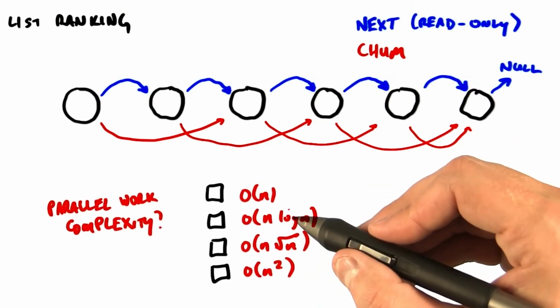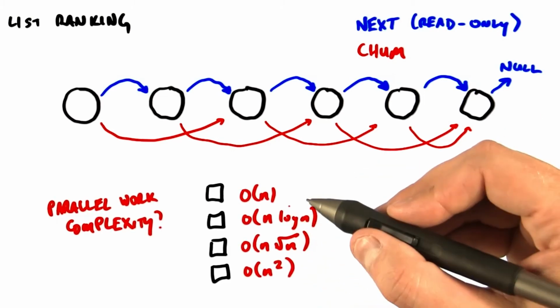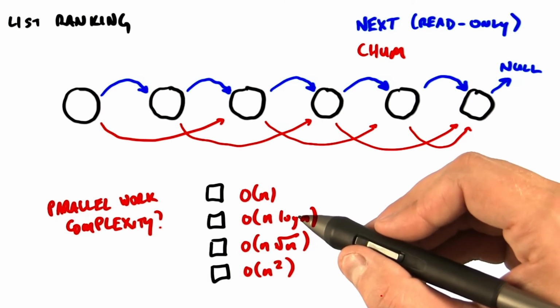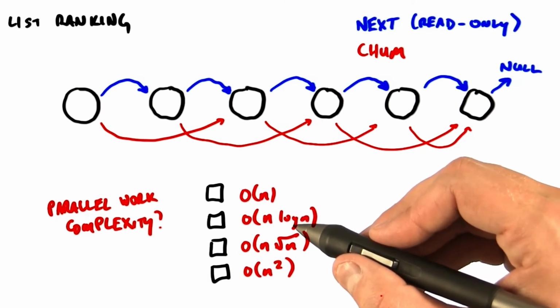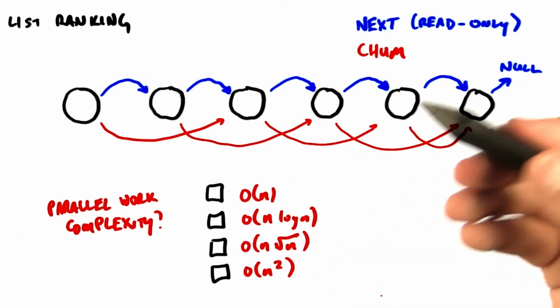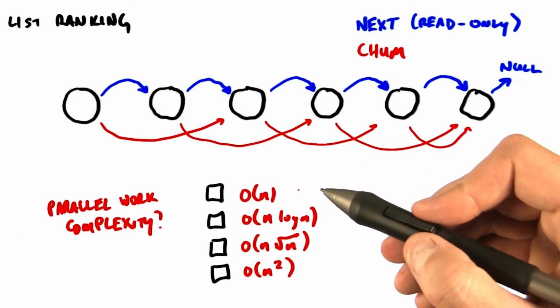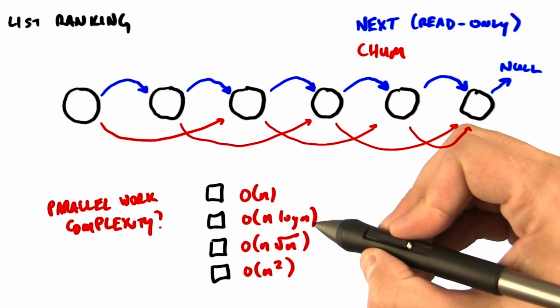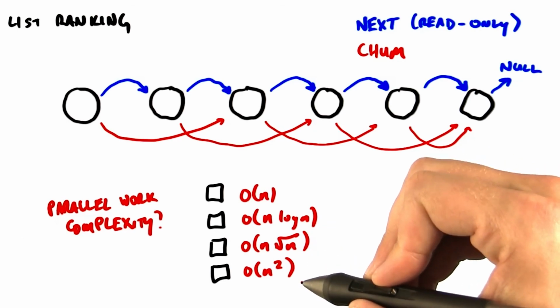So let's analyze the complexity of the algorithm that we just described. Clearly, a serial processor can do this computation in n steps in order of n work. How about the parallel processor? We know that it takes n steps. How much work? Your choices are order of n, n log n, square root of n, or n squared.